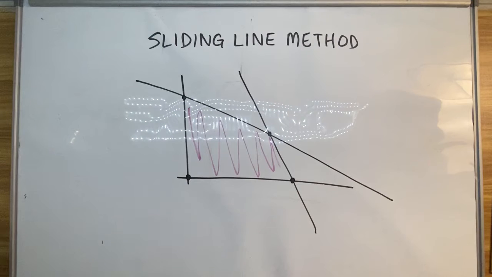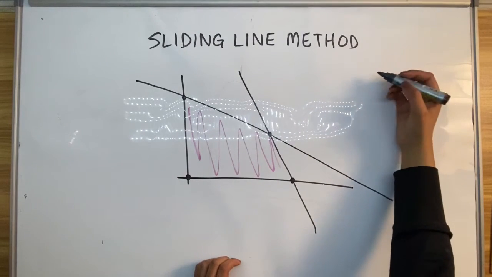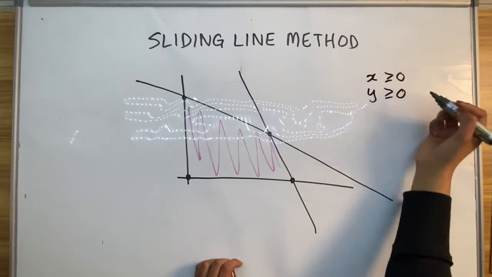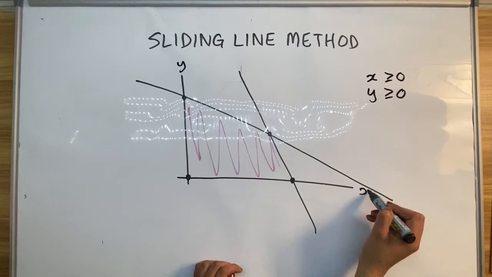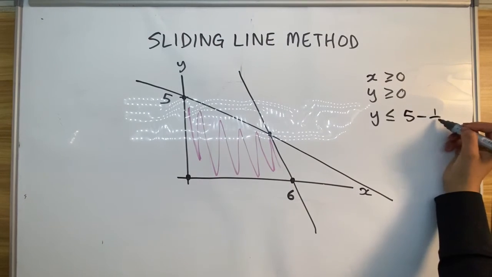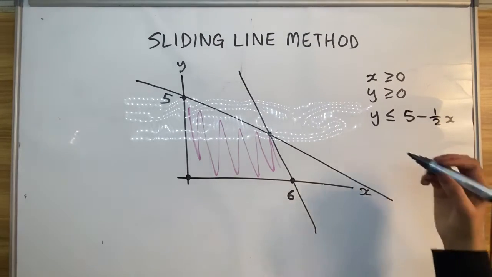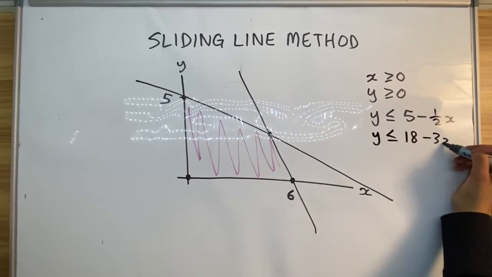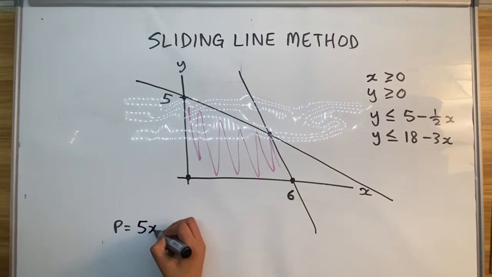So let's do it as if it was a real question. All right, let's say that the constraints you had were that x is greater than 0, y is greater than 0, which just means that this y line and this x line, it's above those lines. And let's just say the constraints of these lines, 5 minus half x. Let's say the other line was y is less than 18 minus 3x. Profit equals 5x plus y. Now let's give some context for this.